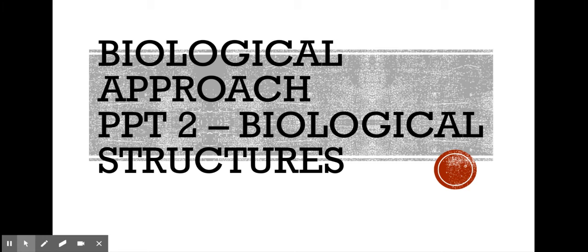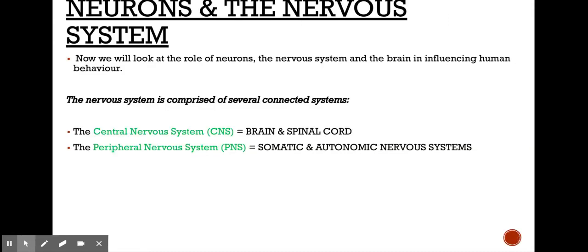Hello, and welcome to part two of the biological approach, where we're going to have a look at biological structures. So, the first system we're going to have a look at is our neurons and the nervous system.